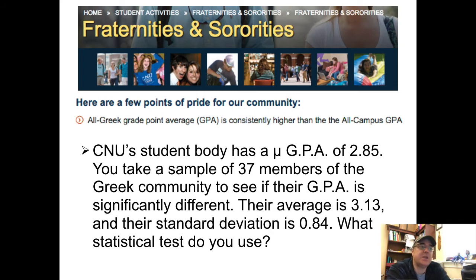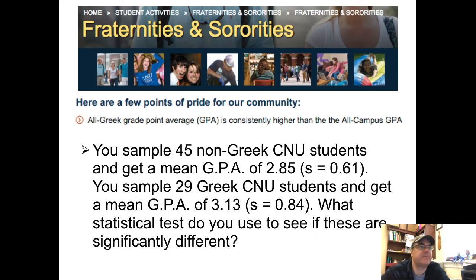So in this case, your statistic for analysis is X bar. It goes against a mu, and the test ratio is going to be X bar minus mu divided by S sub X bar. That is 0.84 divided by the square root of 37. That'd be your S sub X bar. We're not going to actually run the test. We're just really trying to figure out how to get the right one.